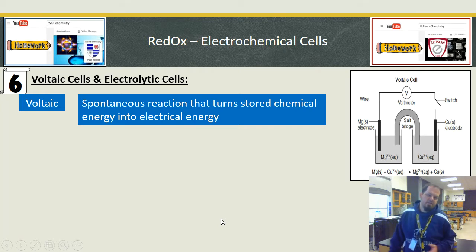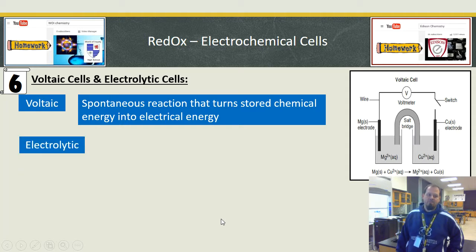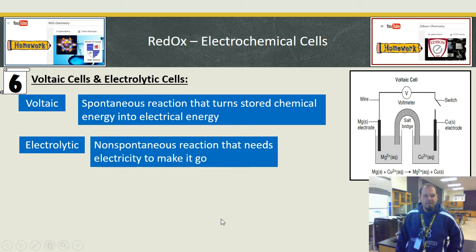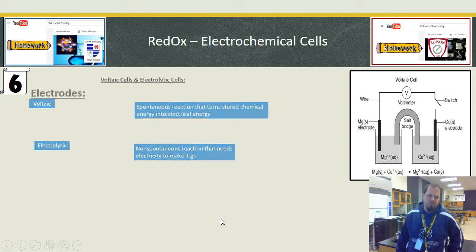This is the spontaneous reaction that turns stored chemical energy into electrical energy, where just the electrons within the solutions in the metal can light the light bulb all by themselves. There is some stored energy in there that we can release. Electrolytic is the non-spontaneous reaction that needs electricity to make it go. Electrolytic needs electricity. We'll focus on those specifically next video.